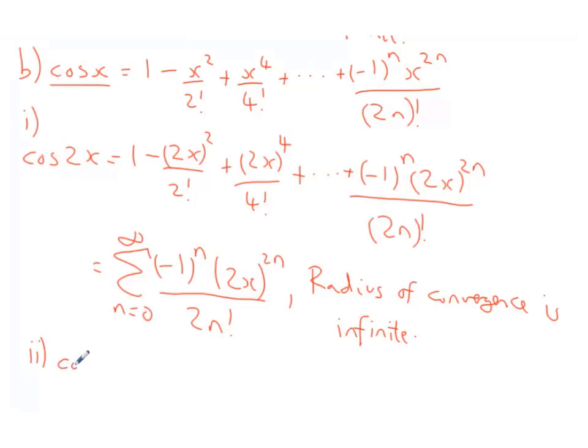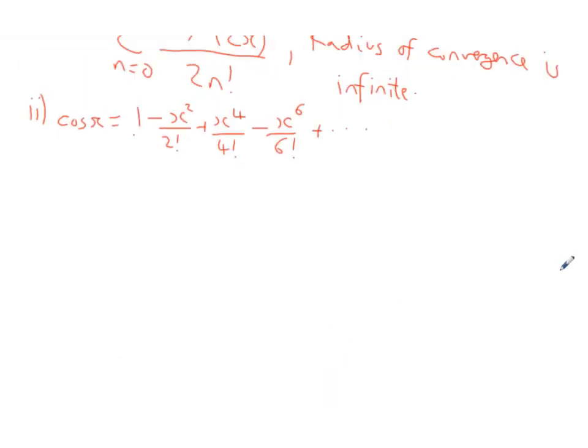So we know that cos x, I'm just going to write it out again because I'm going to move. We know that equals 1 minus x squared over 2 factorial plus x to the 4 over 4 factorial minus x to the 6 over 6 factorial plus dot dot dot.